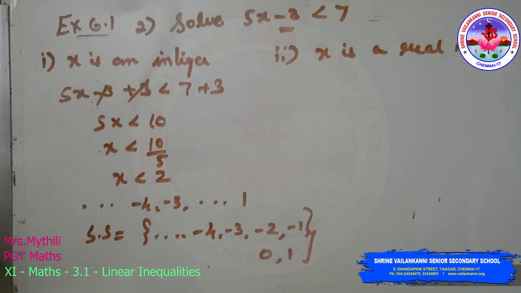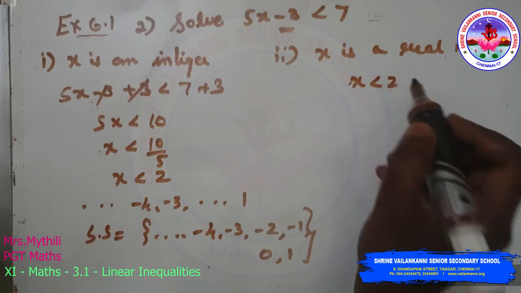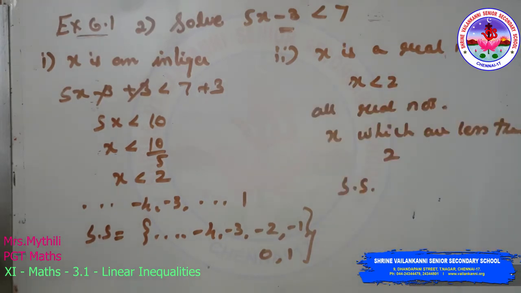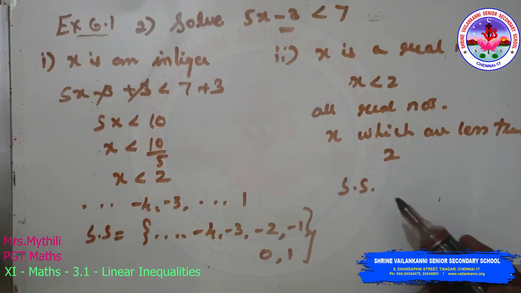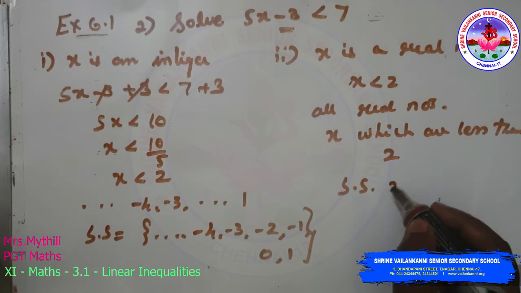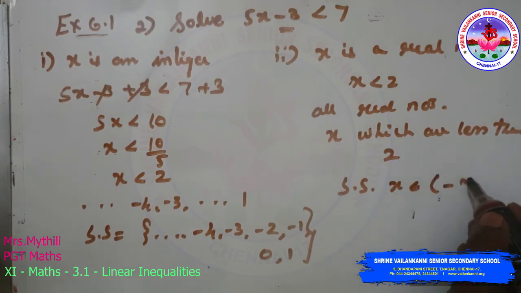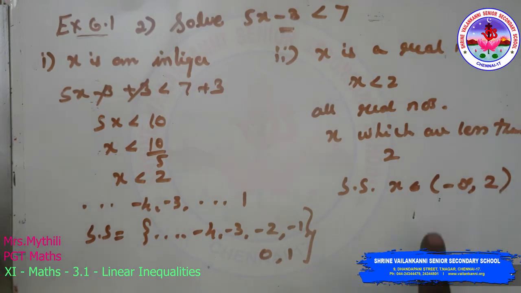Second part, when x is a real number. x is less than 2. All real numbers x which are less than 2. So, solution set of the given inequality is x belongs to minus infinity, 2. So, the values which are less than 2.